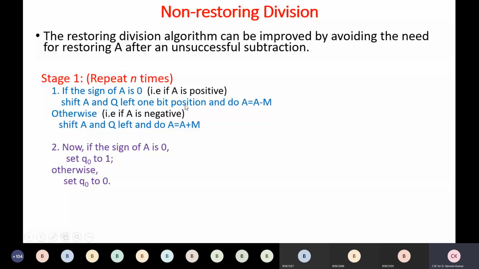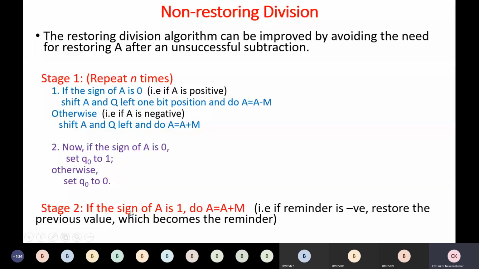Finally, after completing stage 1 n times, in stage 2 we do a one-time restore operation. When do we do it? Only if the contents of A are negative, that is, the sign bit, the most significant bit of A, is 1. Then we do A equals A plus M. If it is 0, we will not do it. A positive number stays as it is, and that is the remainder.